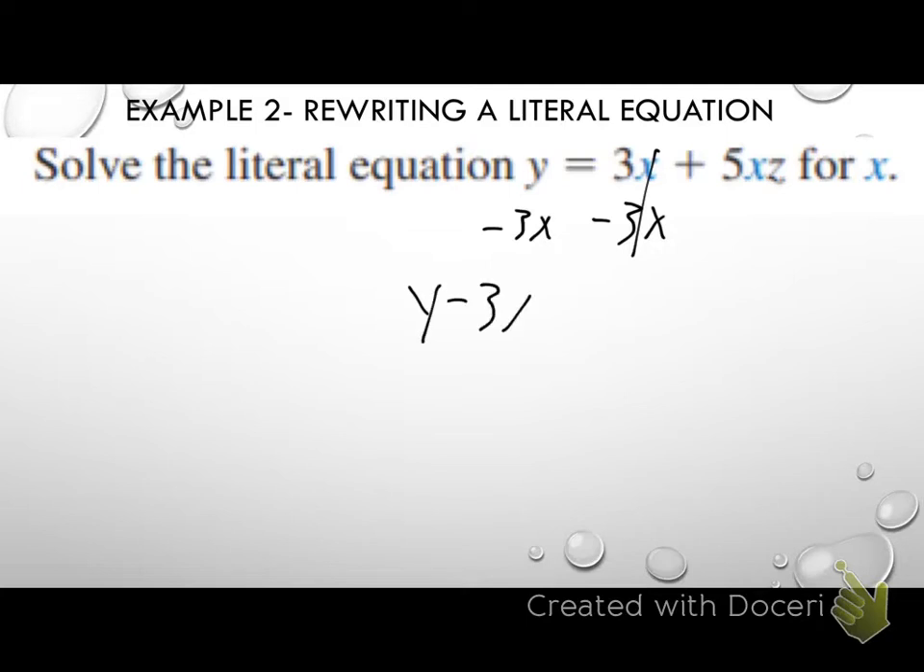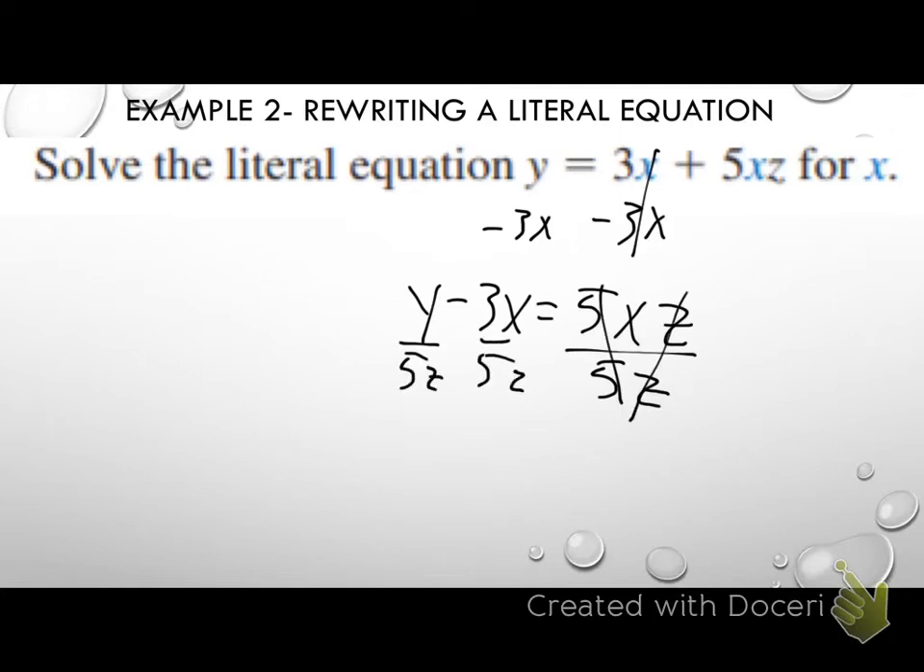Y minus 3x equals 5xz. So then you'd probably divide by 5z, right? So the 5's will cancel and the z's will cancel. So I get y over 5z minus 3x over 5z equals x. Well, kind of the same thing there. I got one of the x's by themselves, but I still have an x within my equation, right? So that's probably not going to work out.